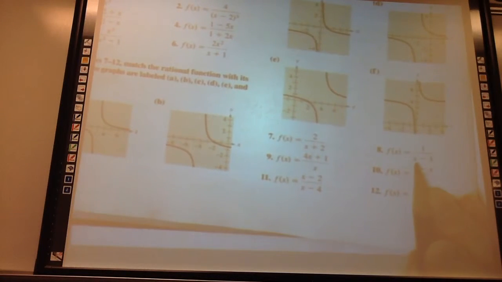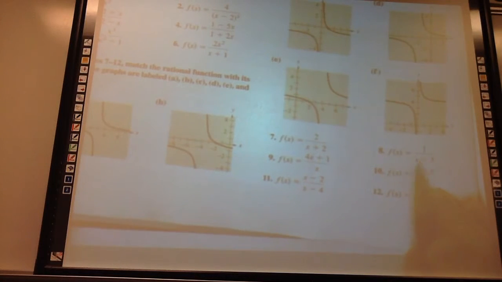Number 8, up. Vertical asymptotes at 3. Oh, these are really easy.